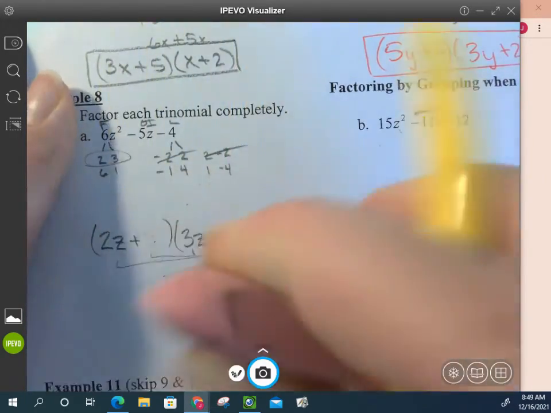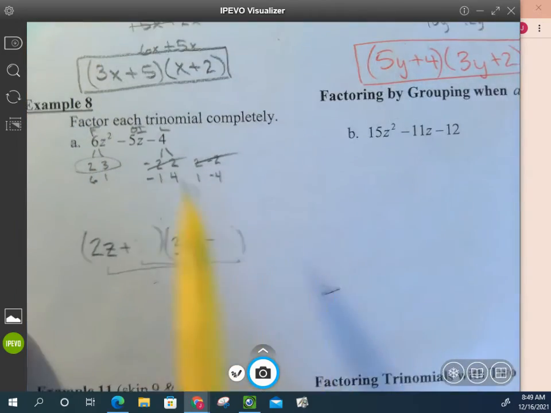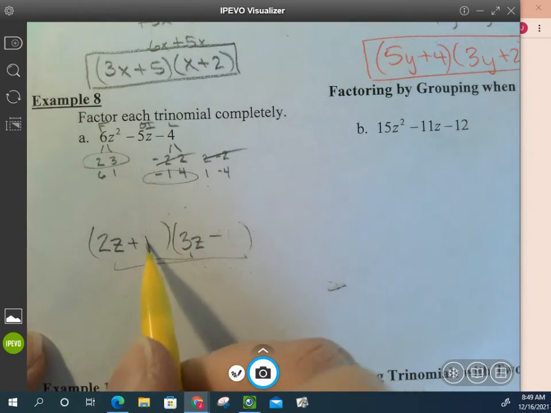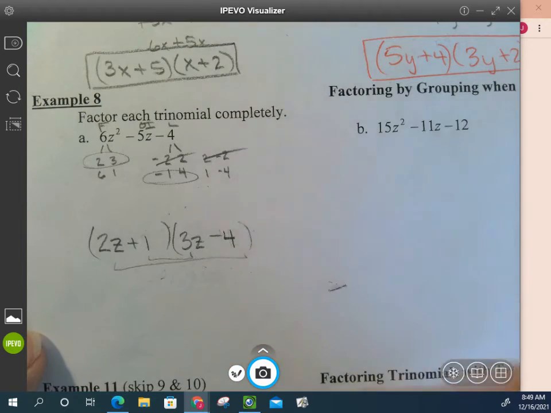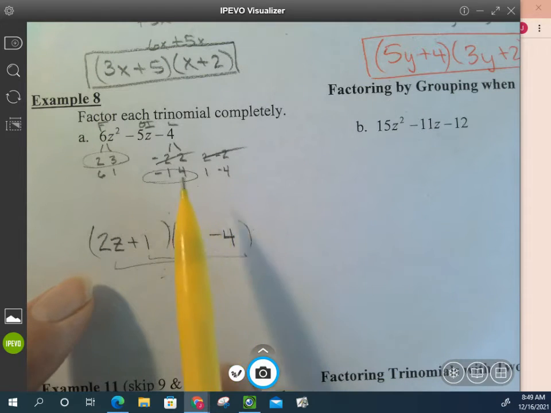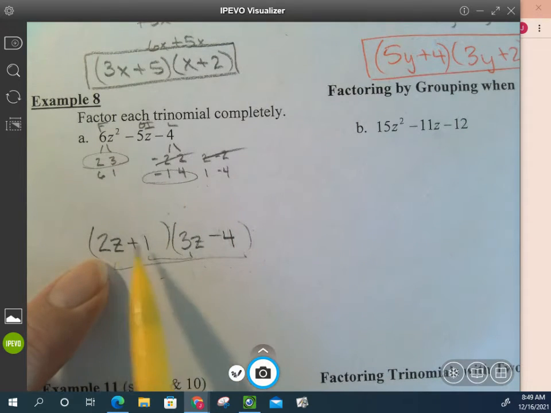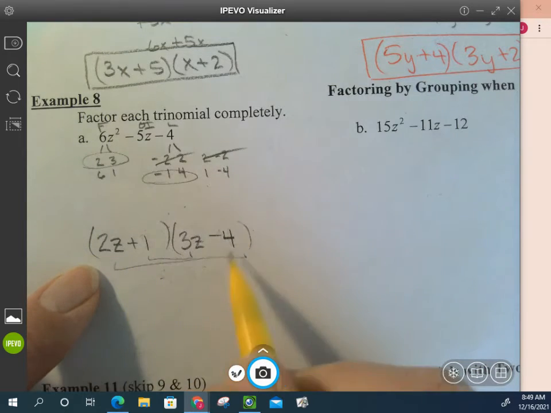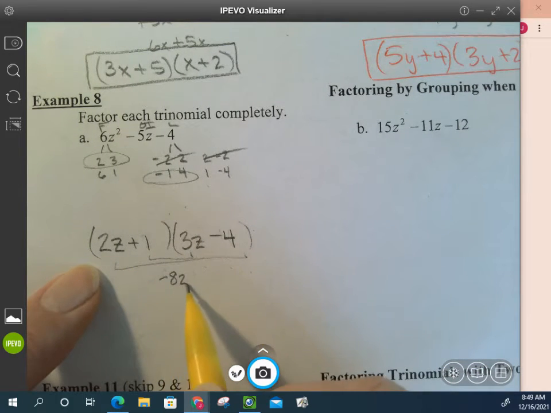So basically, this is the only thing I would have had to try: the 1 and the 4. Now, I know my signs are different. We'll fix that if we need to. I honestly didn't have to try the 2's because I shouldn't pair any common factors with this 2. Okay, so we have 2z times negative 4 is negative 8z, and 1 times 3z is positive 3z, and I do get my negative 5.